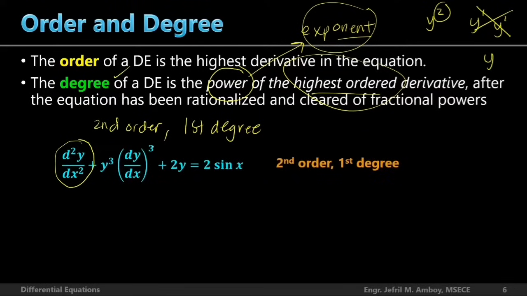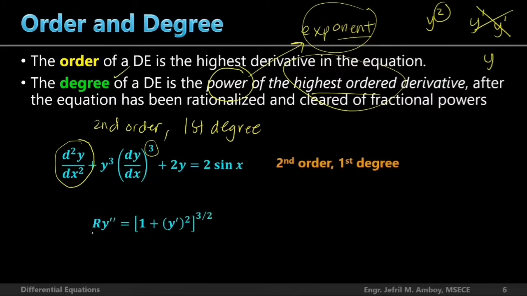So ito ang exponent niya 3. However, although 3 is greater than 1, this is not the highest derivative, no? dy over dx, sir, naka-cube siya. Di ba mas mataas yung cube kaysa sa dun sa exponent niya na 1? Yes. However, according to the definition, the degree is the exponent of the highest derivative. And the highest derivative here is the second derivative, not the first. Okay? So, I hope that's clear.